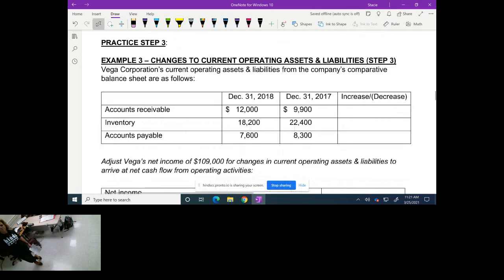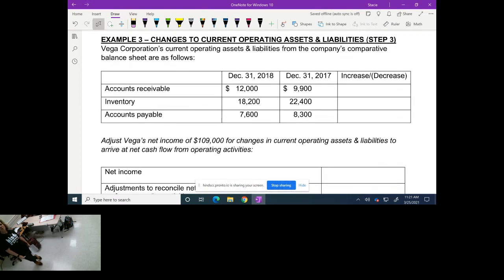So let's look at how that works. So the first thing you have to do is look at the accounts. We've got the end of 17, the end of 18. So we need to figure out, did each account increase or did it decrease? So accounts receivable from 17 to 18, did it increase or decrease? It increased $2,100. Okay, so what about inventory? Did it increase or decrease? Decrease. Okay, so inventory decreased $4,200. Accounts payable, up or down? Increase or decrease? Decrease.